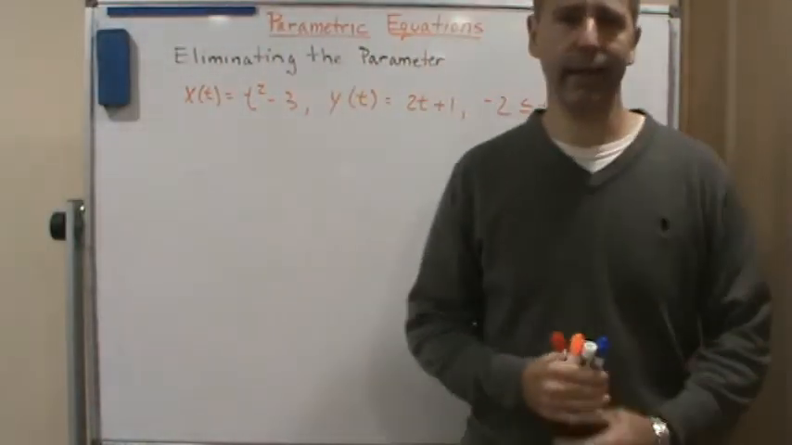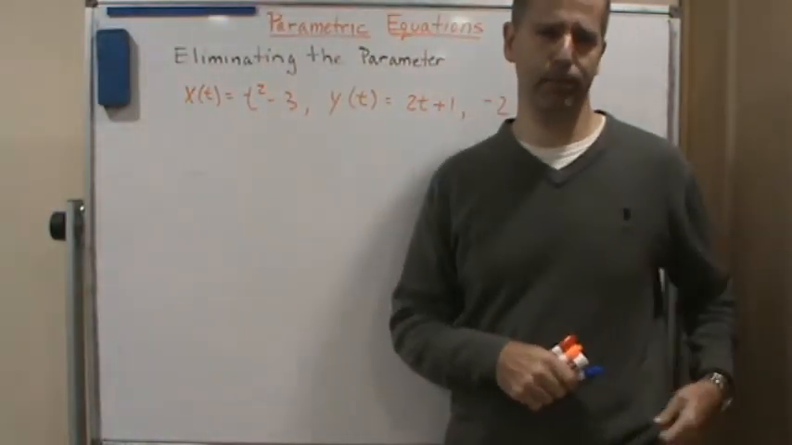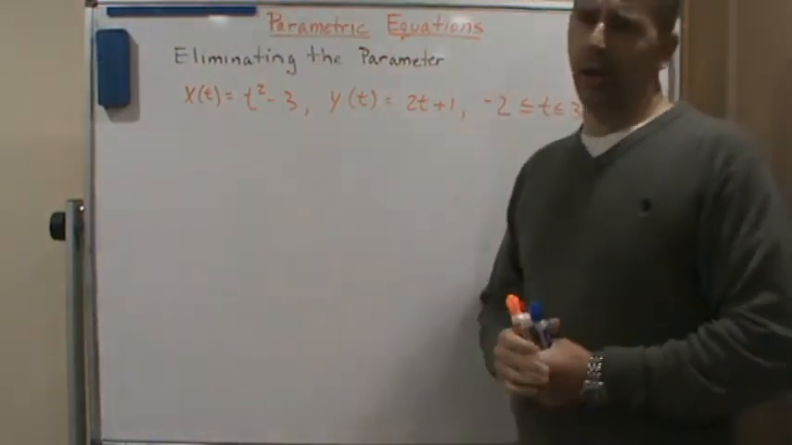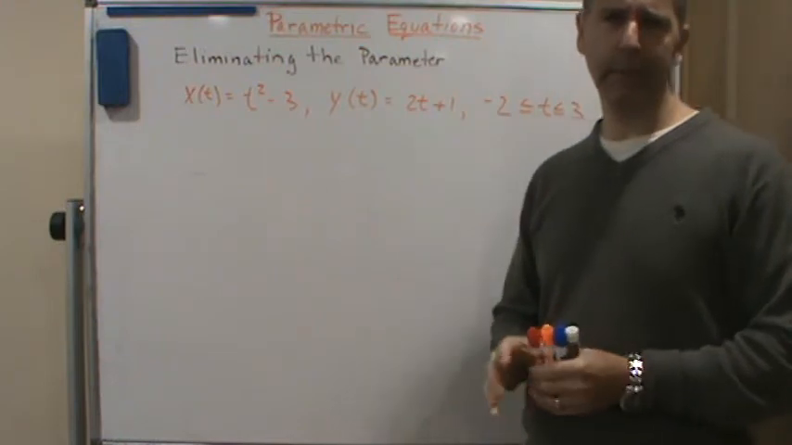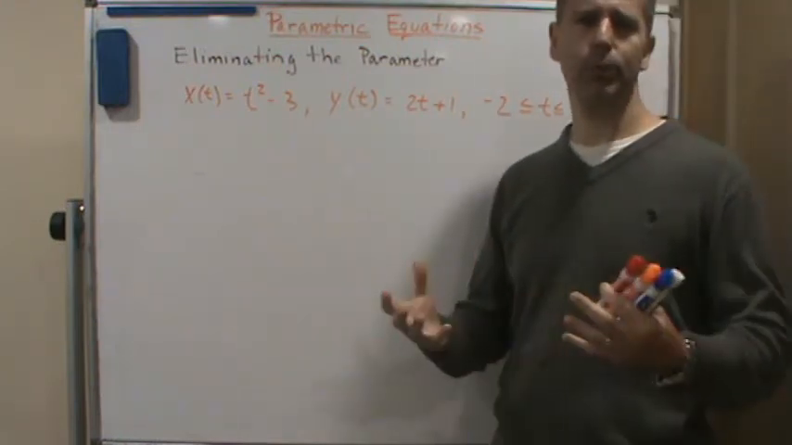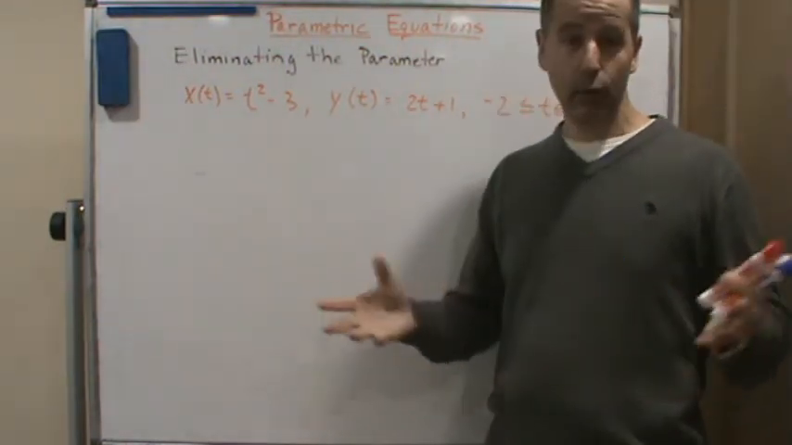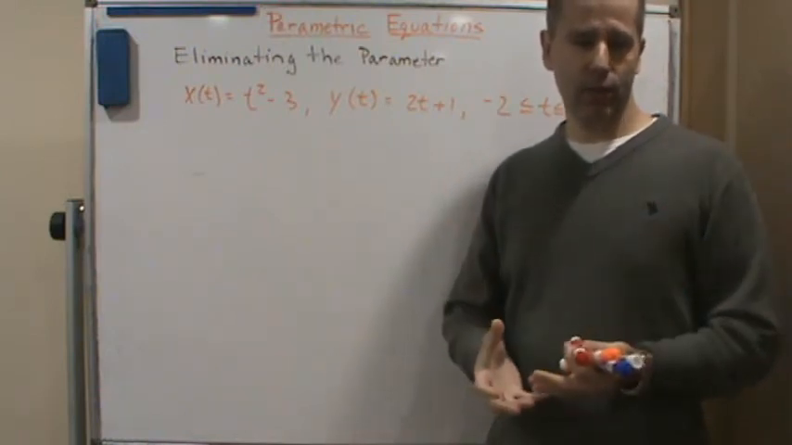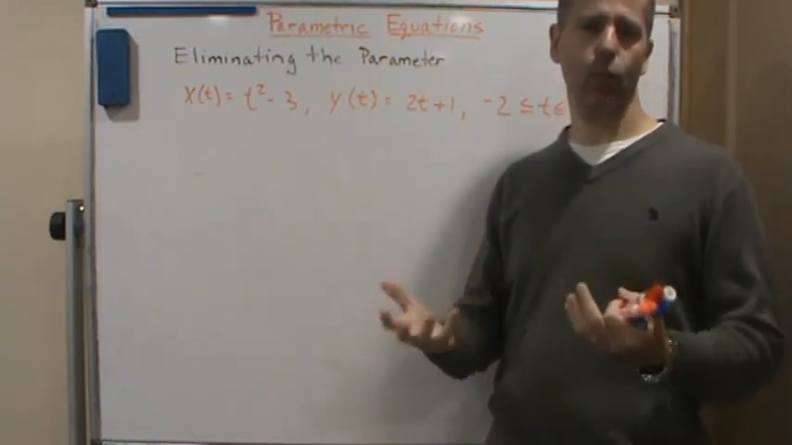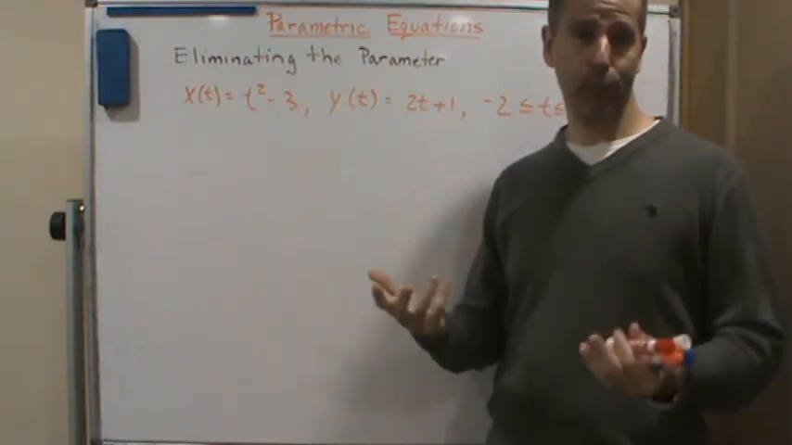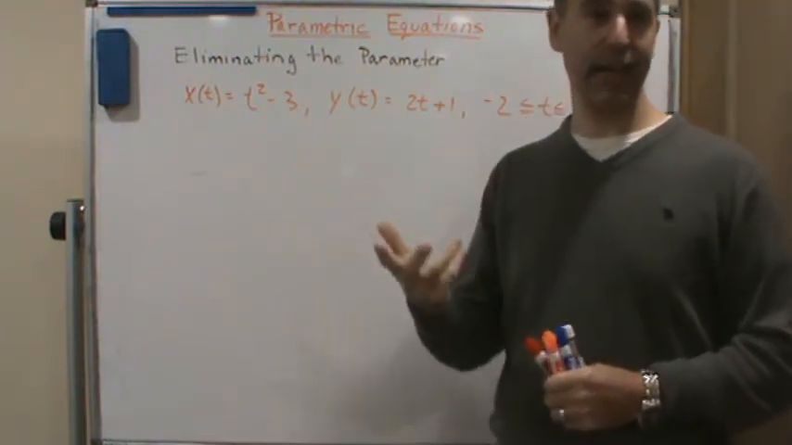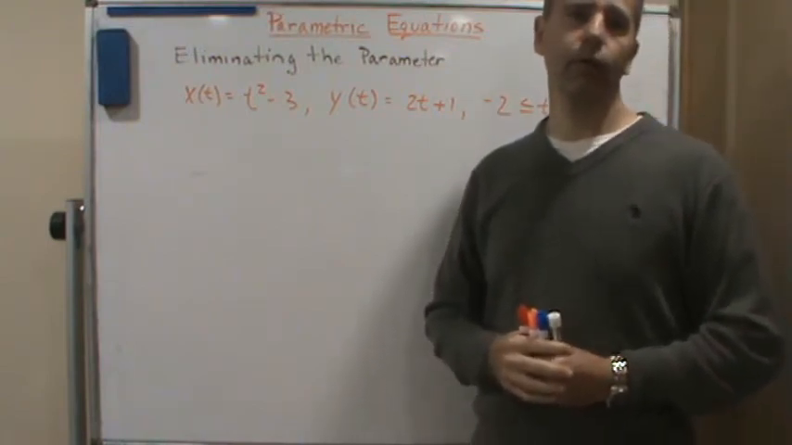Okay, so welcome back, and today we're going to talk about limiting the parameter. So we've talked about writing equations parametrically, and sometimes we'll want to be able to write the equation in terms of x and y so we can see what the behavior of the graph looks like from that point of view. And it's sometimes easy to gather information. So how do we do that?